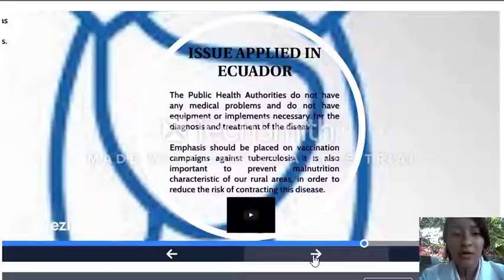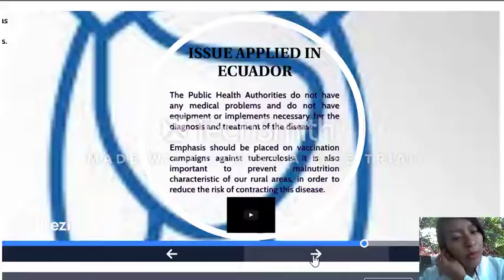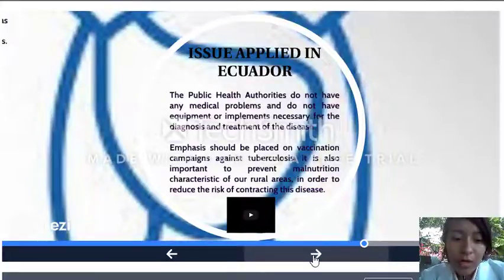It should apply in Ecuador. The public health authorities do not have any medical programs and do not have the equipment or implements necessary for the diagnosis and treatment of the disease. Emphasis should be placed on vaccination campaigns against tuberculosis. It is also important to prevent malnutrition, characteristic of rural areas, in order to reduce the risk of contracting this disease.